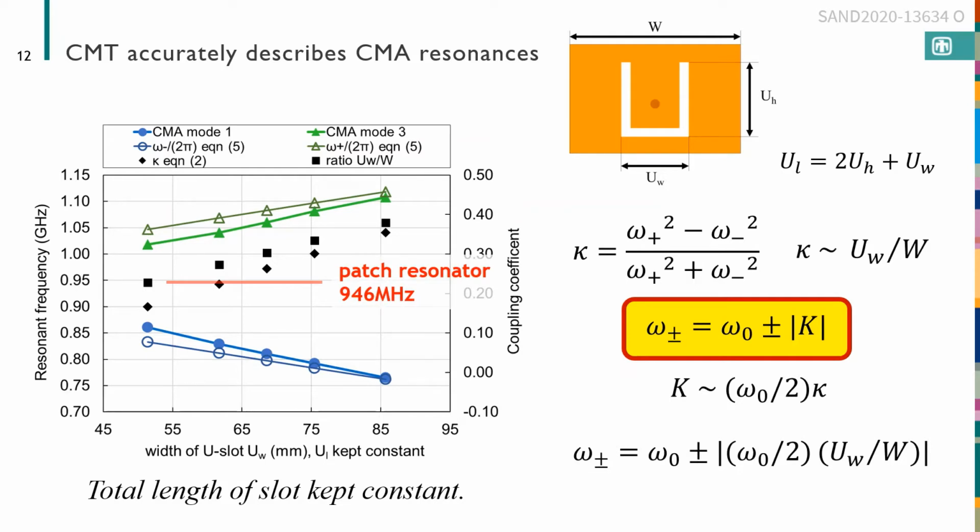So the next question you ask is, okay, well, if we have coupled resonances, what are the individual resonators? And it's pretty obvious that the patch is one, and it's pretty easy to take the U-slot out of the patch. When you do that and run CMA on just the patch by itself, you get a resonance at 946 megahertz. That's right in the middle of the CMA resonances of the coupled structure.